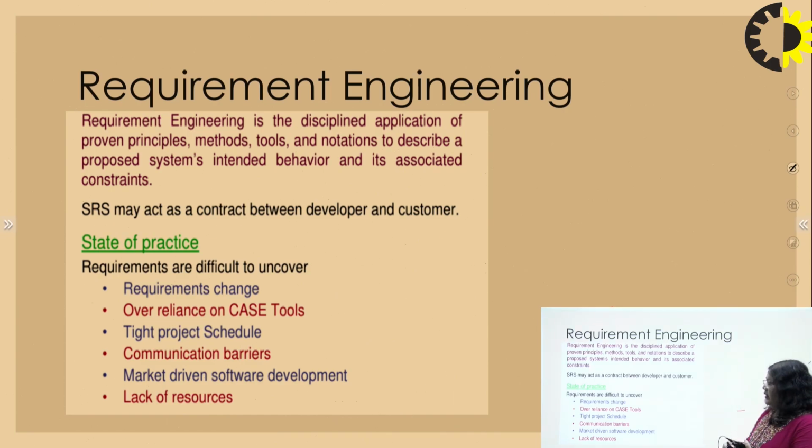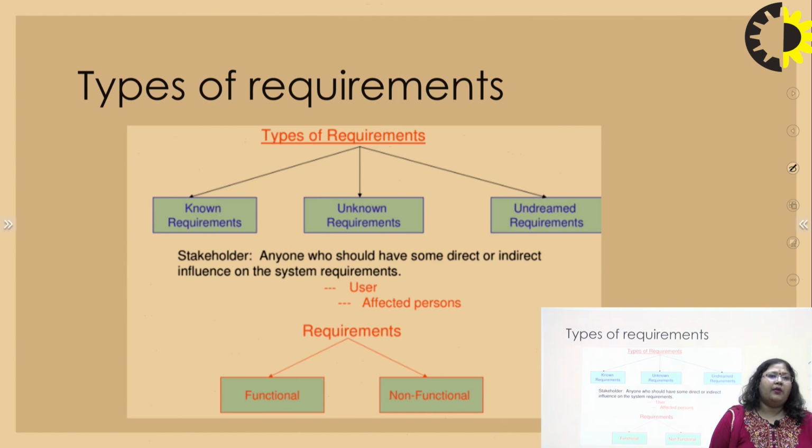Now the second thing is types of requirements. How many types of requirements do we have? Actually these are the basics. Requirements are known, unknown, and undreamed. Known means the customer knows about the requirements. So these are the known requirements. Unknown means the customer doesn't know what they want. So these are the unknown requirements. Undreamed requirements are those the customer does not think about, which also happens. So these are the undreamed requirements. The very small thing that I write here is a stakeholder.